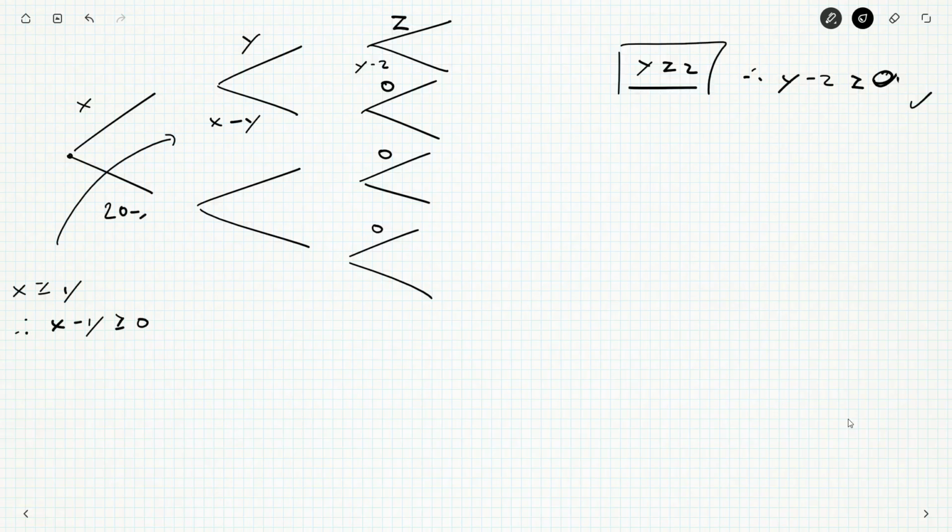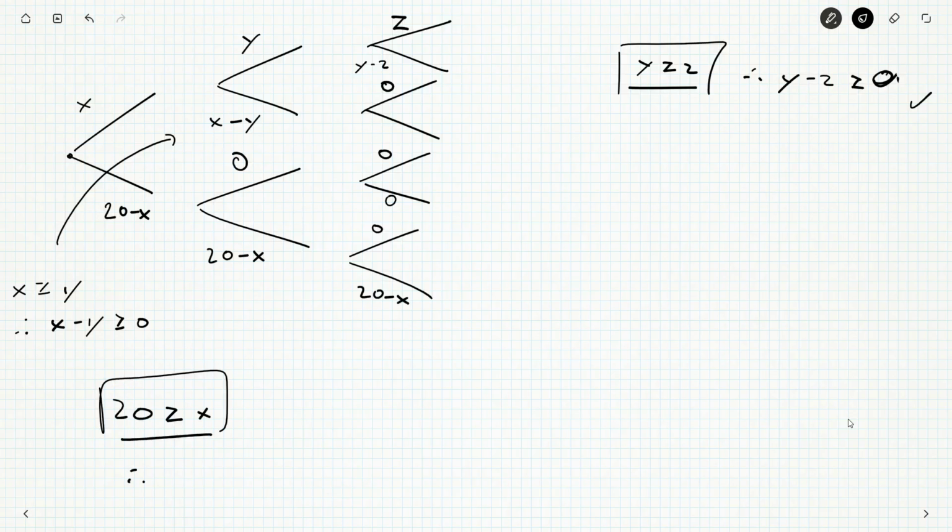Let's see, we have 20 minus X, which again we know is positive. Oh no, sorry, this will just be 0. This one will be 0, this will be 0. And this will be 20 minus X. With those zeros there, I'll just make a comment. 20 is less than or equal to X. Therefore, X is less than or equal to 20. So that tells me 20 minus X is greater than or equal to 0.